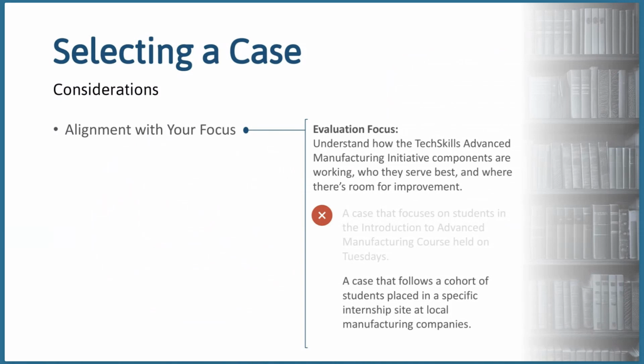Looking at a case that follows a cohort of students placed in a specific internship site at local manufacturing companies, where you can see how different program components come together in a real world setting, may be a better match for the needs of your evaluation. This kind of case lets you see how multiple parts of the tech skills program come together in a real world setting, like technical training, mentoring, and job readiness support. You can also observe how students apply what they've learned and what kinds of support they actually use on the job.